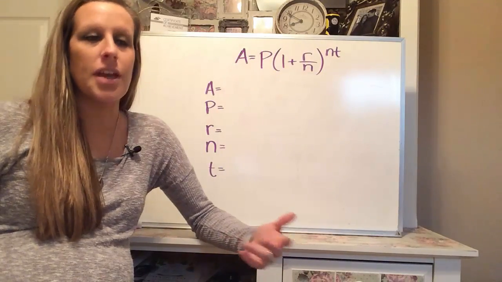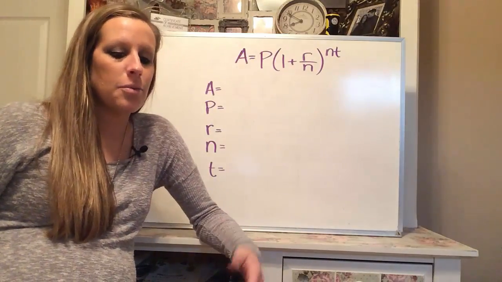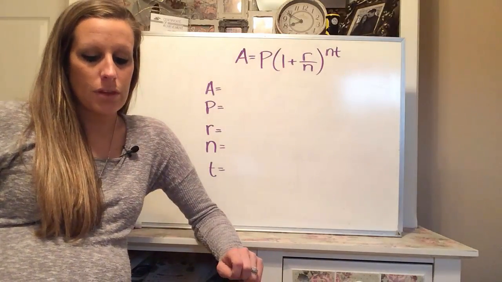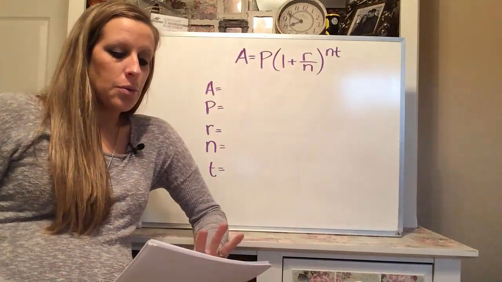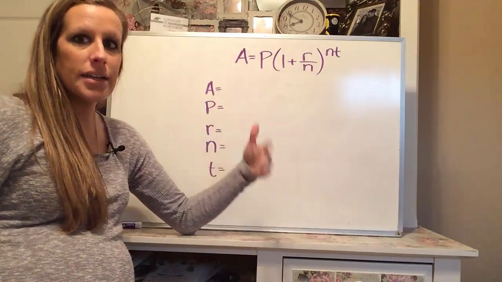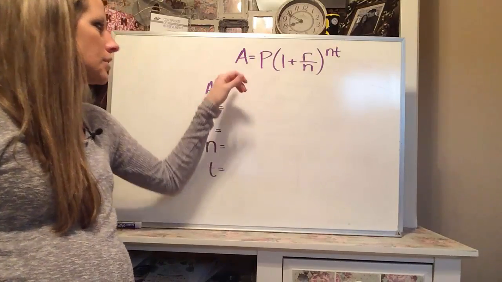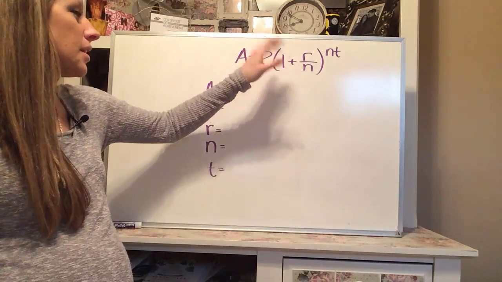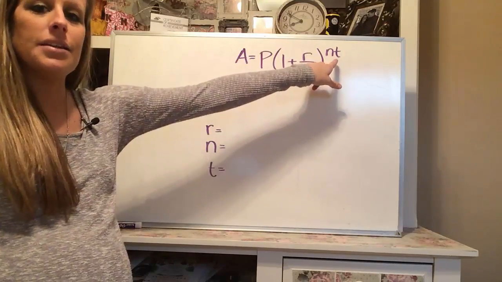And this is assuming that you don't take money out, you don't put more money in, variables like that. But we'll talk about some of those real world problems. The thing that you need to try to memorize is the formula. So A equals P parentheses 1 plus R over N parentheses to the NT power.